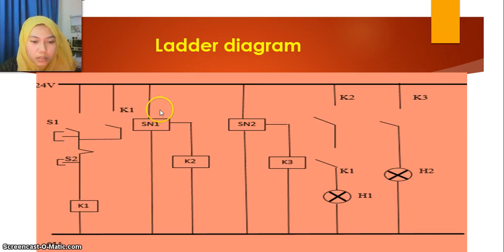When sensor 1 gets the signal, coil 2 will be energized, and automatically contactor 2 will convert from normally open to normally closed, and contactor 1 will convert from normally open to normally closed, and H1 will light up. When sensor 2 also gets the signal, then coil 3 will energize, and contactor 3 will convert from normally open to normally closed, and H2 will light up. So when the circuit is complete, sensor 1 is the A plus part and sensor 2 is the A minus part.